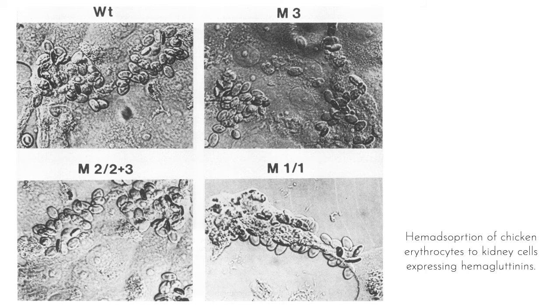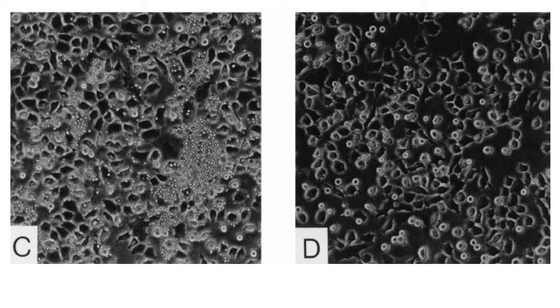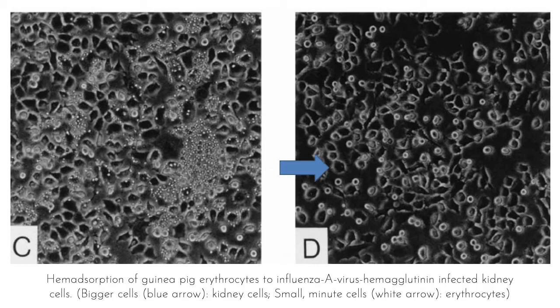Look at the erythrocytes. These are chicken erythrocytes. Again, avian erythrocytes are non-nucleated. As you can see, they stick together around those kidney cells. This is also another example of that: hemadsorption of erythrocytes to kidney cells infected with influenza virus. So on letter C, you see that the RBCs stuck to the surface of the cell. The blue one would be the kidney cell, and the white arrow would point to the erythrocyte.